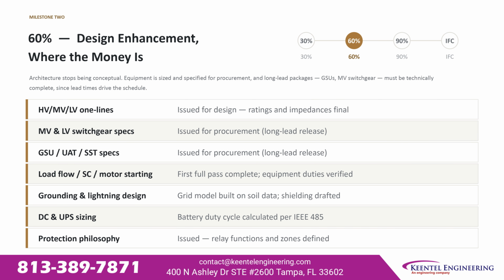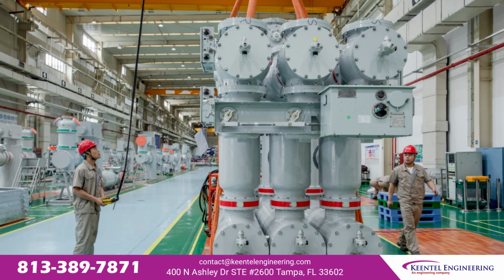The first full load flow, short circuit, and motor starting study pass is complete with equipment duties verified. Grounding and lightning design is developed from soil resistivity data. DC and UPS sizing is complete per IEEE 485. The protection philosophy is issued with relay functions and zone definitions. 60% is the last point at which technical parameters can change without direct cost and schedule impact to procurement.